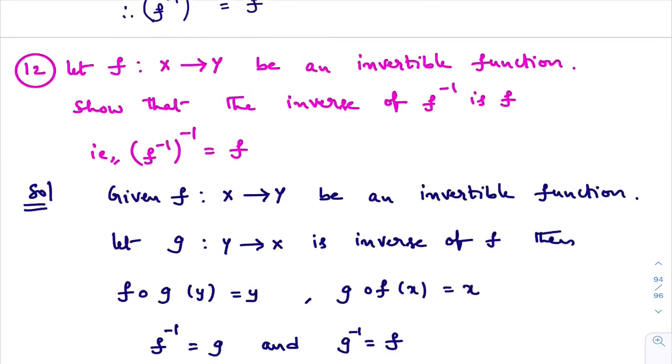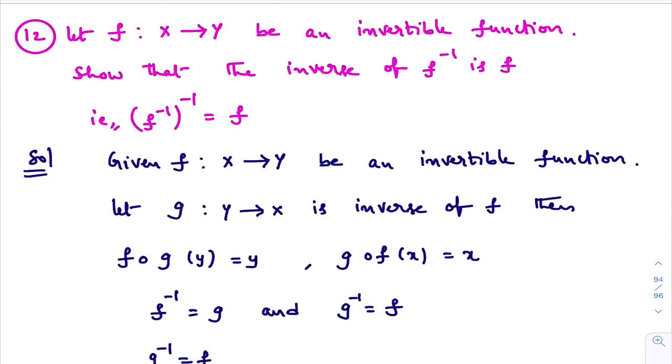Right? Now next question, question number 12. What they are saying: f from X to Y be an invertible function. Show that inverse of f inverse is f. Try to understand the question clearly. Inverse of f inverse is f. That means we need to show that f inverse whole inverse is f. What have they given? f from X to Y is an invertible function. That much only they have given. We need to show that f inverse whole inverse is f.